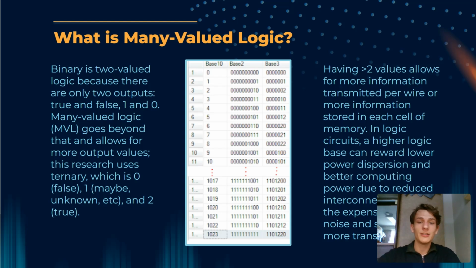Now, what is many-valued logic? Binary is two-valued logic because there are two output values. You have 0 and 1, which is false and true. And then for MVL, there are more than two output values. They use ternary for this paper, meaning 0, 1, and 2, where 2 is now true, and 1 can be maybe or unknown or something else depending on what you're doing.